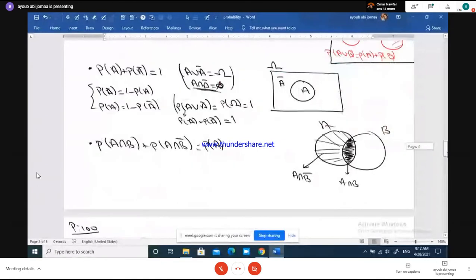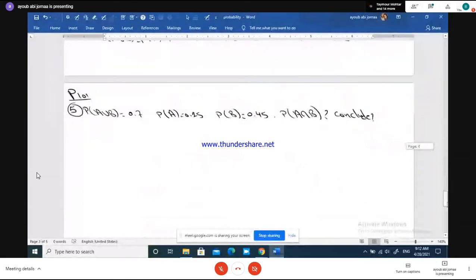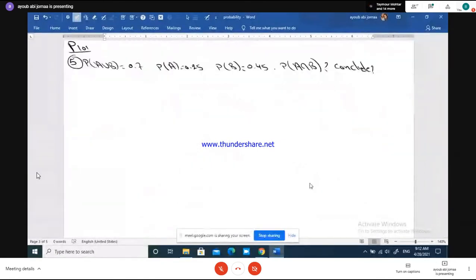You have probability of A union B, you have probability of A, you have probability of B, and find probability of the intersection. What's the rule?